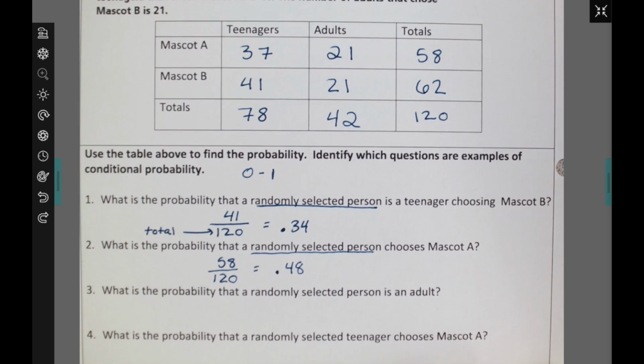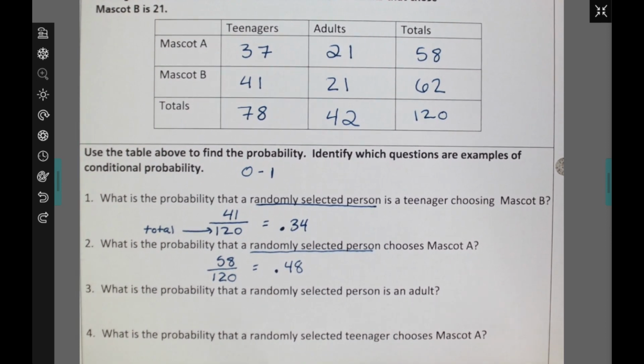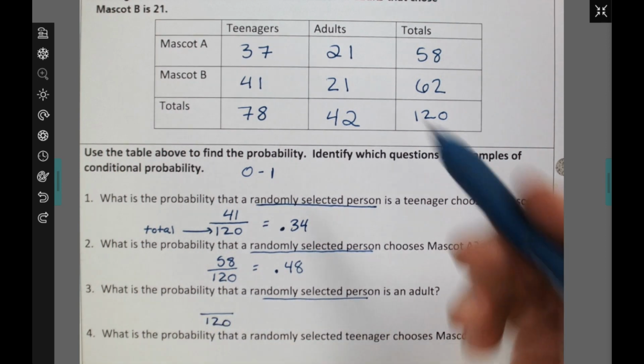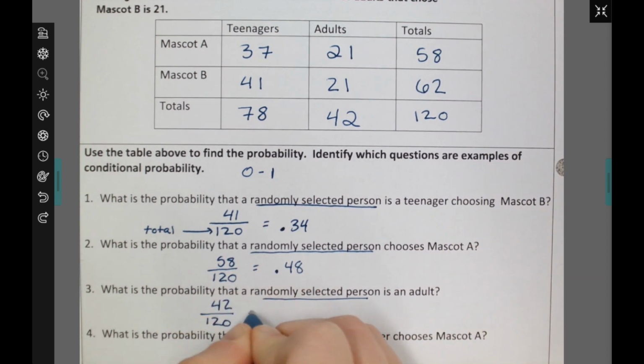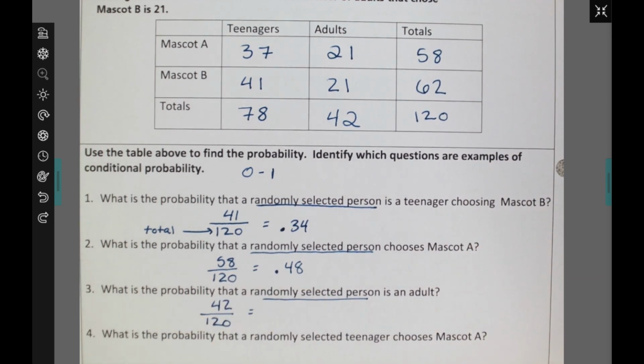3. What is the probability that a randomly selected person is an adult? So again, randomly selected person. So I'm going out of 120. Probability it's an adult. How many adults do we have? We had 42. There's my fraction. You can go ahead and divide 42 over 120. Gives me 0.35 as my decimal.